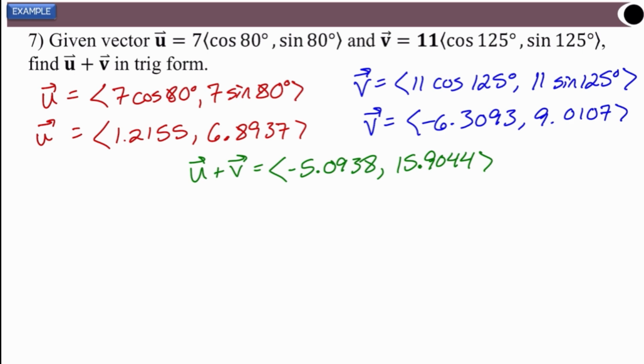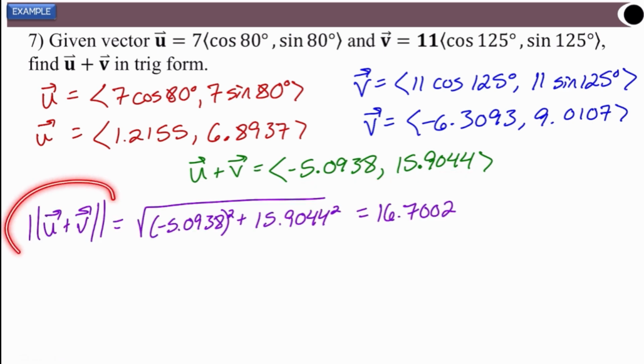Okay, now I would be finished if they wanted the answer in component form, but they wanted the answer in trig form. So we need to find the magnitude of vector u plus v. To find the magnitude of vector u plus v, we're going to do the square root of the x component squared plus the y component squared. So that gives us about 16.702. So that's the magnitude. And now we need to find the direction angle.